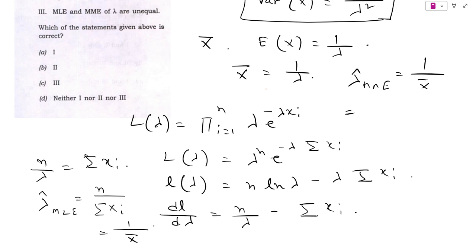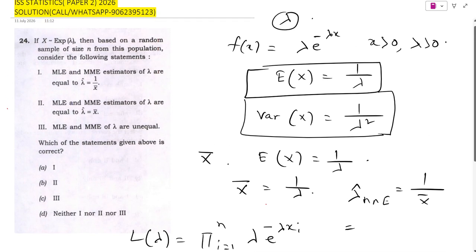Now come to our statements. Statement number 1 says MLE and MME are 1 by X bar exactly. So, this is correct. Statement number 2 ignores the fact that expectation of X is 1 by lambda. So, definitely incorrect. And statement number 3 says MLE and MME are unequal. So, incorrect.